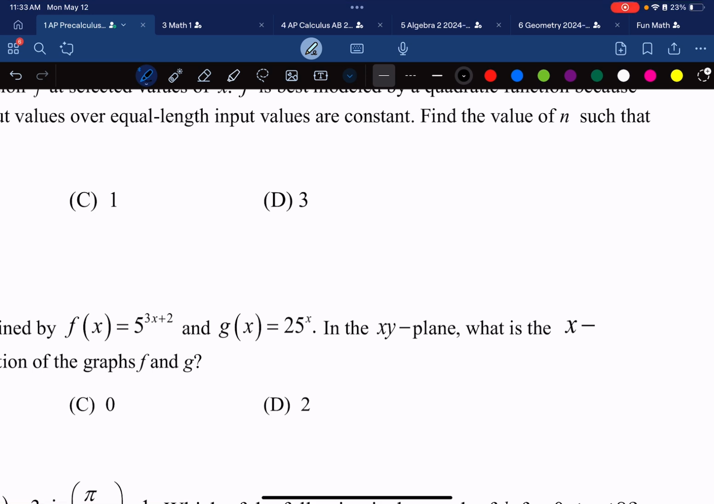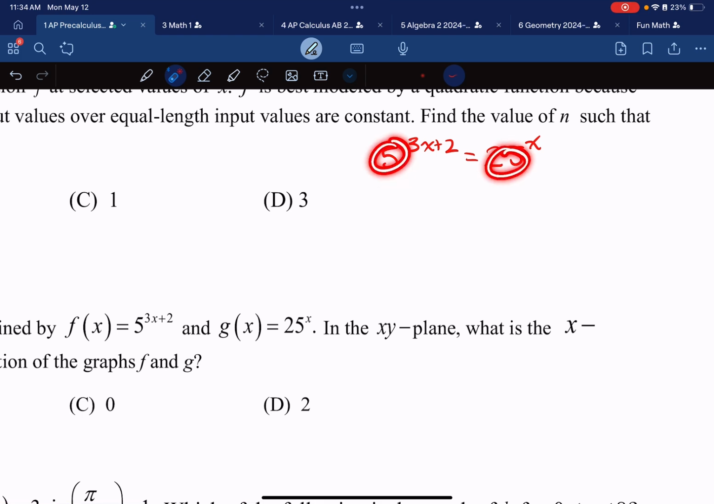All right, so my first function is 5 to the power of 3x plus 2. The second function is 25 to the power of x. We are solving for x. This is slightly an easier problem because we don't have to actually use logarithms or anything like that when we have our exponent trapped up here in the power, because we can try to get similar bases. That's the first strategy you should try.